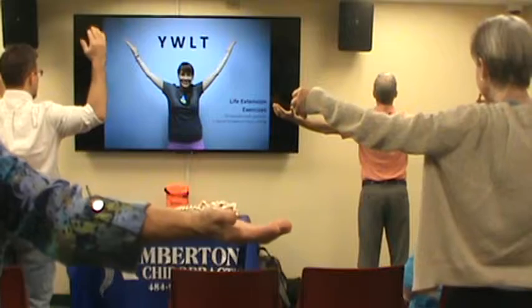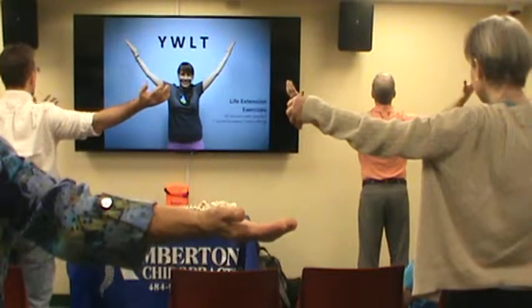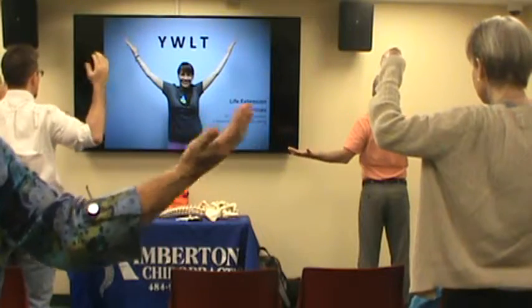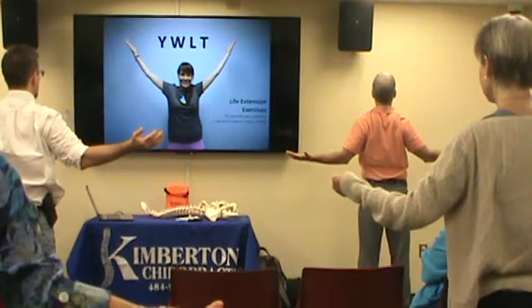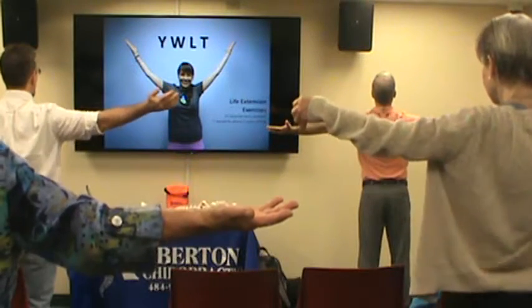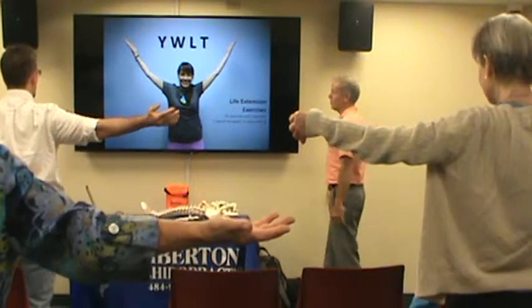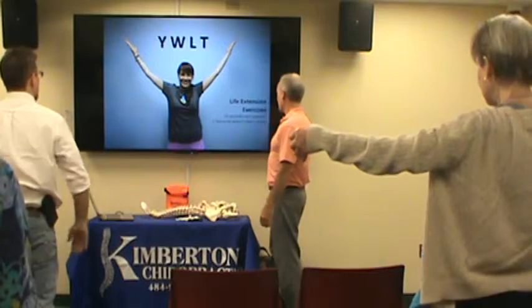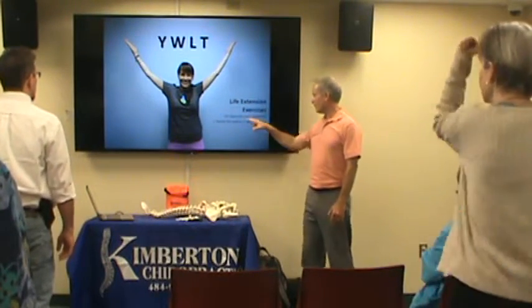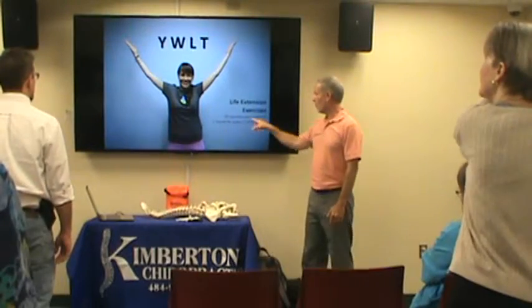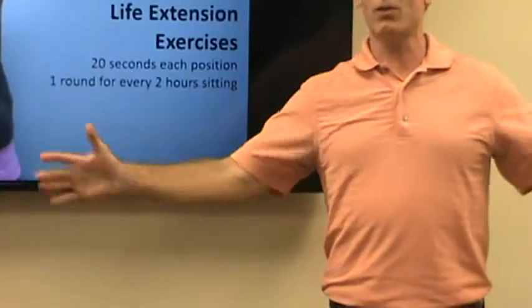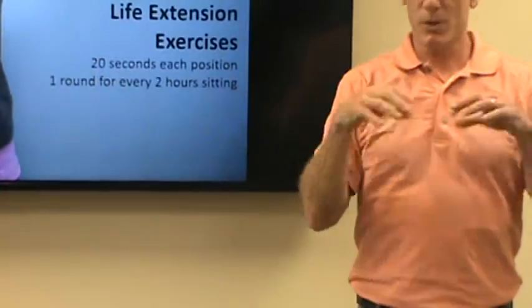You hold it for 20 seconds, and then you go into the W, and then you go into the L, and that's really good. And then you go into the T. So if you do about 5 of them, you can start off holding about 12, 15 seconds, but once you get going, hold them for 20 seconds, going through that 5 times while you're just sitting at your desk, you will help to offset what you're doing.